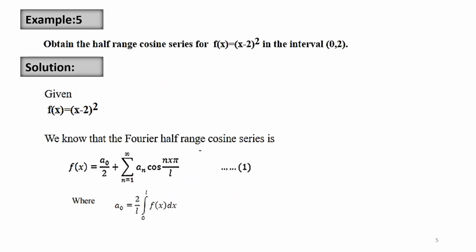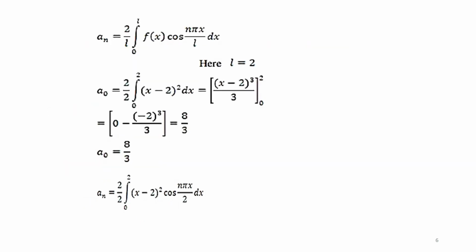Obtain the half range cosine series for f of x is equal to x minus 2 the whole square in the interval 0 comma 2. So what is the interval here? 0 comma 2 is the interval here. You have to find the cosine series. First write the formula of a naught. Here it is 0 comma 2, which is the 0 comma l formula. So 2 by l into integral 0 to l f of x. Instead of f of x, substitute x minus 2 the whole square, which will get integrated into x minus 2 the whole cube divided by 3. Substitute the value, get a naught is equal to 8 by 3.